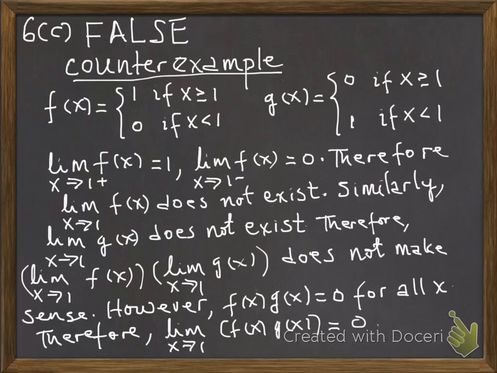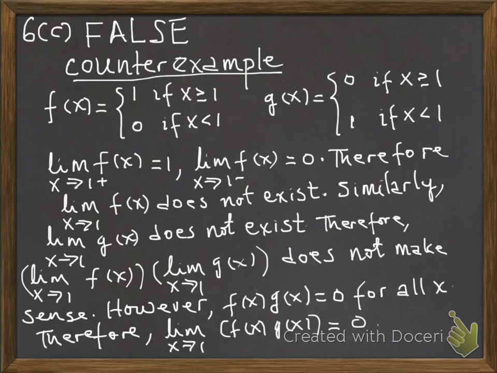And 6C asks us whether we can split the limit of the product of two functions as we wish. No, we cannot. The limit of the product of functions is not the product of the limits, as I said before. In order to split, the limit of each component should exist. If the limit of either component does not exist, this statement may not be true.